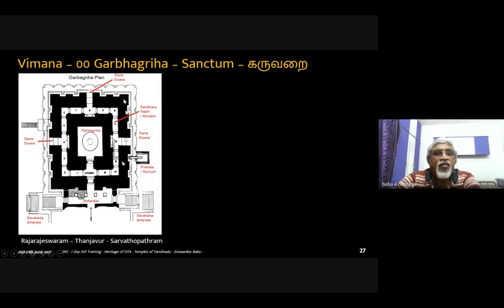So this is a very complex Vimana. The other mandapas are not represented here. So your entrance will be from here, and then you come to the Antarala. We will see these terms a little later.